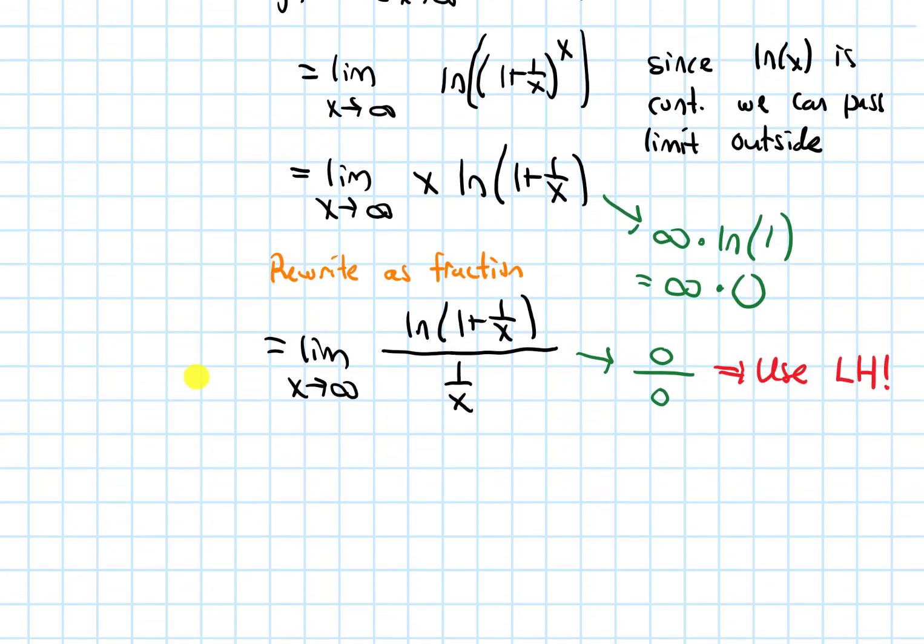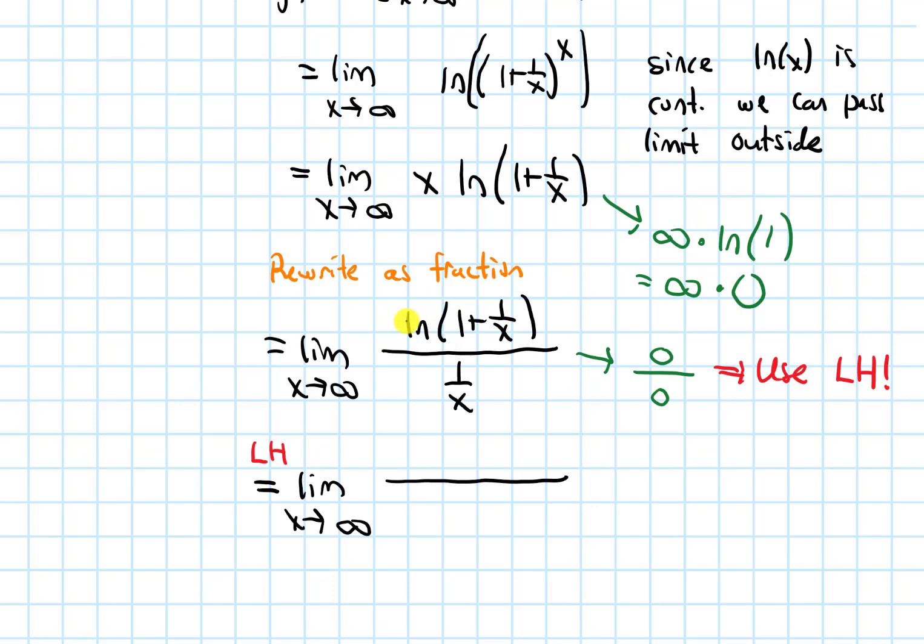All right, and now let's do it. So this equals, I'm going to write LH, because we're using L'Hopital's rule on this step, equals the limit as x approaches infinity. I've got to do the derivative of the top over the derivative of the bottom. So for the top, I have ln of some stuff. This is going to involve chain rule.